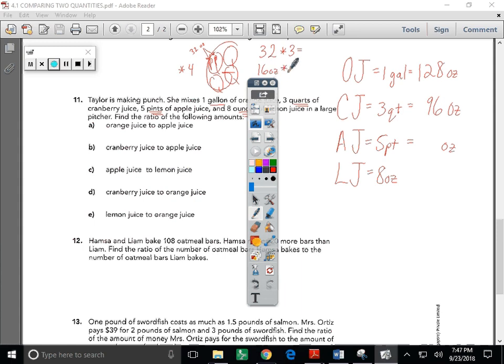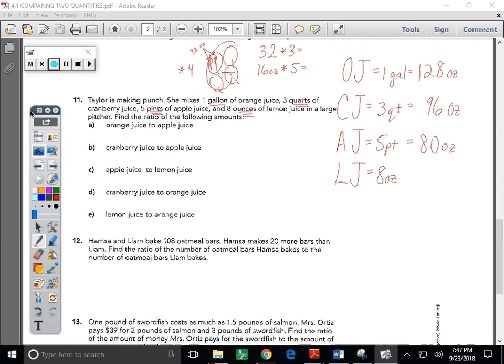So I want how many pints? 5 pints. So 16 ounces times 5 pints. Well, 5 times 10 is 50, 5 times 6 is 30 more. 50 and 30 gets me 80 ounces. Looks like I'm heading in the right direction. And again, this lemon juice, not much of it being used, 8 ounces can stay in ounce form. Let's go ahead and get you started with part A.